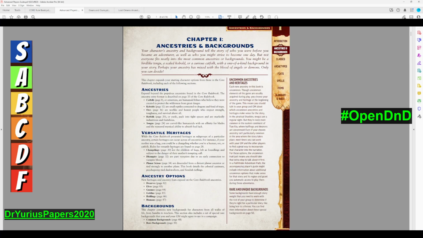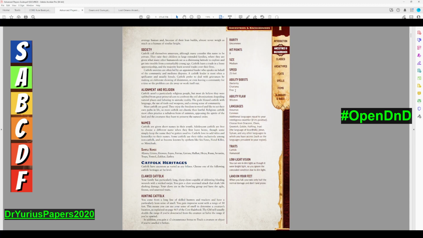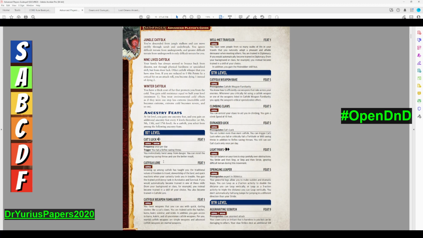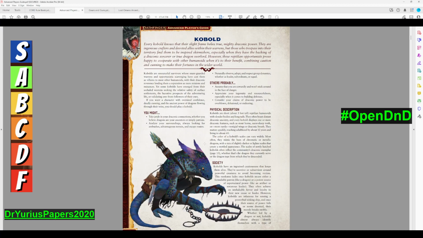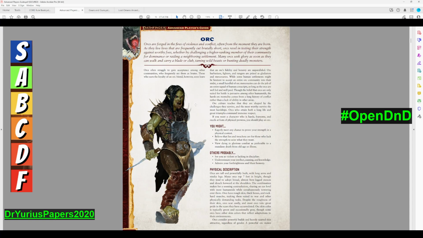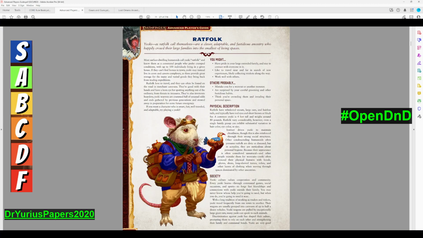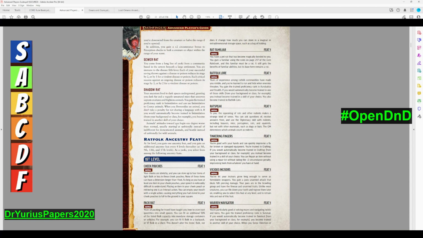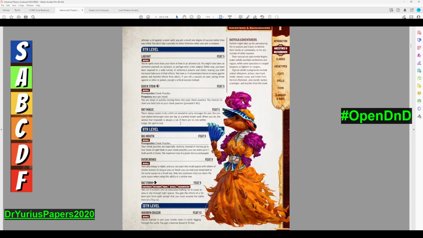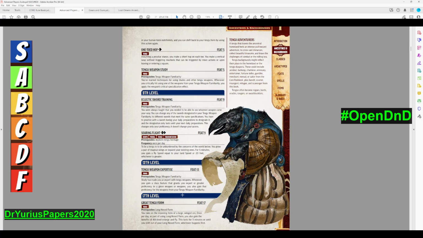And then there's some more ancestry options for the base races. So let's take a look here. So Catfolk, these are our new ancestries: Catfolk, Kobold, Orc, Ratfolk, and Tengu. So here's Catfolk. There's their base stuff that they get, and then there's a few heritages for the Catfolk. There's Kobolds. You can play Kobolds. And there's just full-blooded Orcs. So you could play a full-blooded Orc. And here's their heritages. There's Ratfolk. Here's all their stuff, and then they have a few heritages. And then there's Tengu. There's their base stuff, and then here's their heritages and their feats.